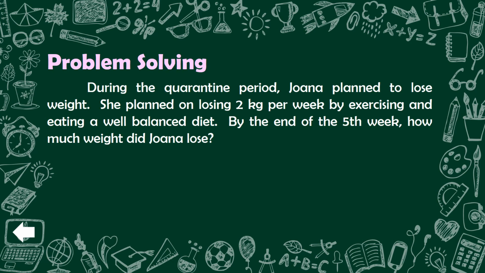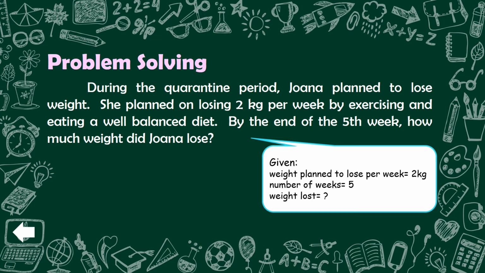Another problem solving. So during the quarantine period, Joanna planned to lose weight. She planned on losing 2 kg per week by exercising and eating a well-balanced diet. By the end of the 5th week, how much weight did Joanna lose? Let's identify the given. So weight planned to lose per week is 2 kilograms. Then the number of weeks is equal to 5.